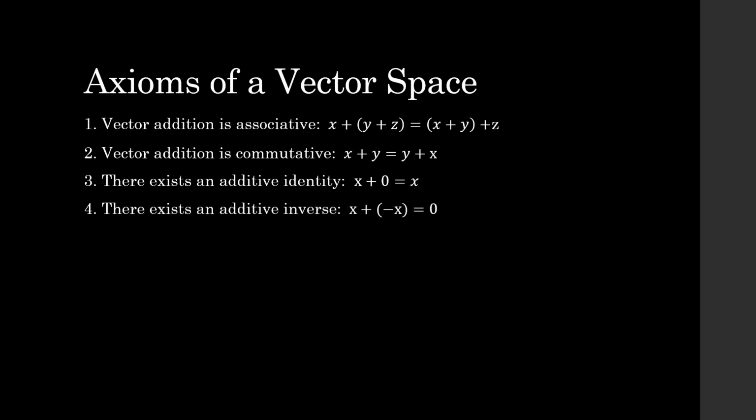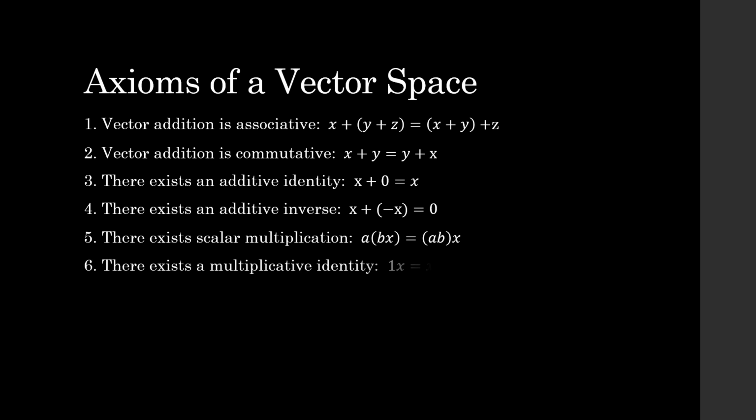Number 4, there exists an additive inverse, such that, for example, x plus negative x gives back 0. This is the same thing as defining subtraction. Number 5, there exists scalar multiplication. So a scalar multiplied into a quantity of a scalar multiplied by a vector is equal to the quantity of those scalars multiplied together acting on the vector. Number 6, there exists a multiplicative identity, and that multiplicative identity is called 1. Multiplying it into any vector or scalar gives back the same vector or scalar.